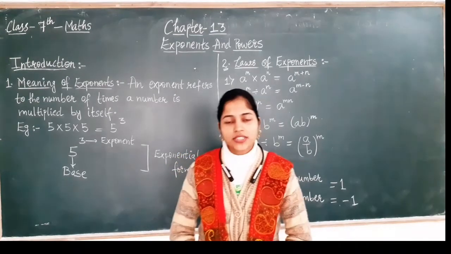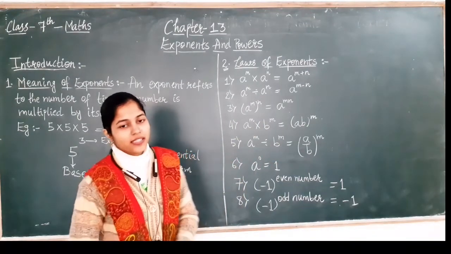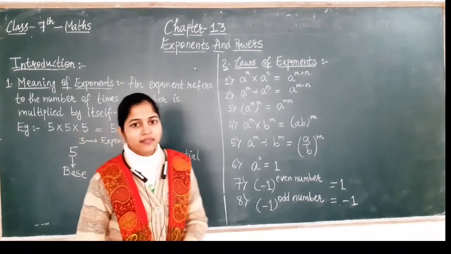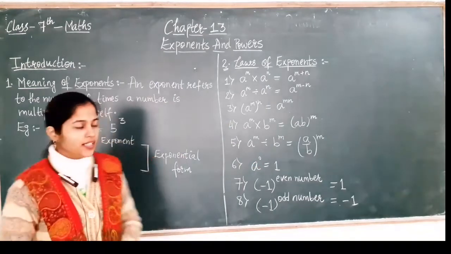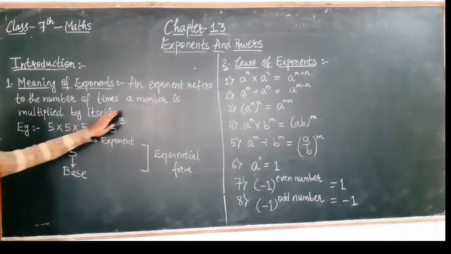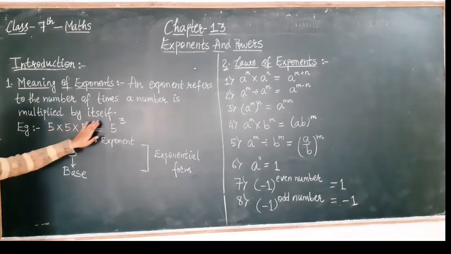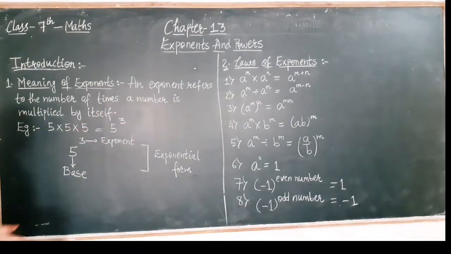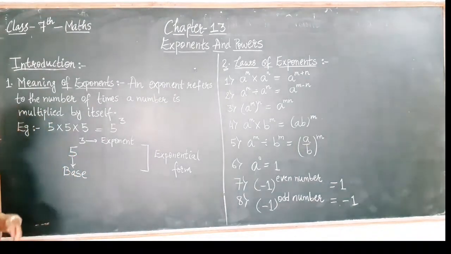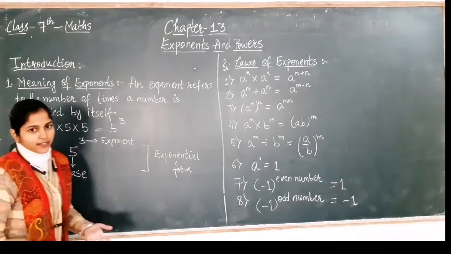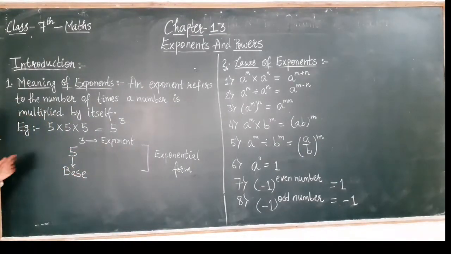So today we are going to start a new chapter in math, that is chapter 13, and the name of the chapter is exponents and powers. So first let us understand the meaning of exponent. The meaning says an exponent refers to the number of times a number is multiplied by itself. In simple language, if we multiply a number by itself again and again, that is known as an exponent.